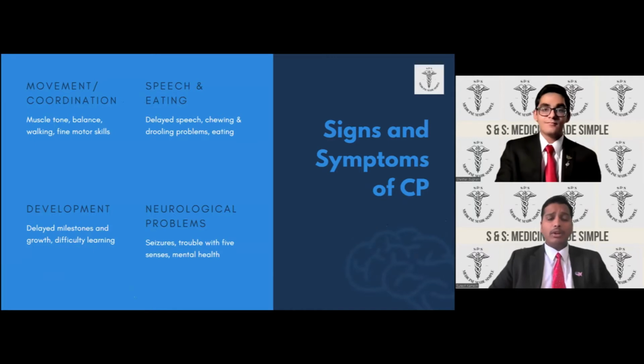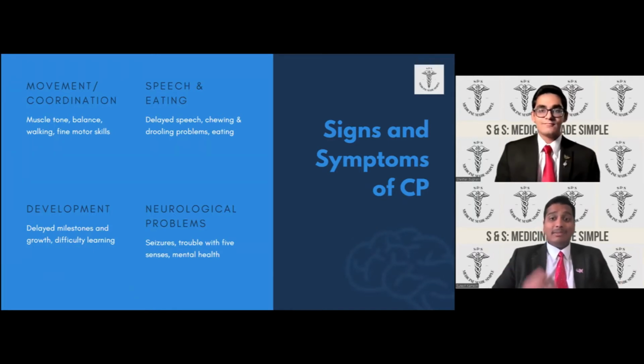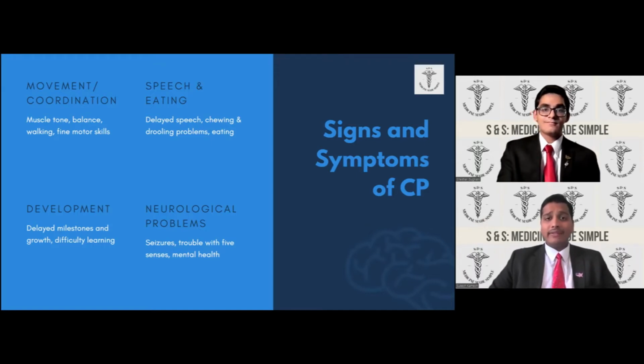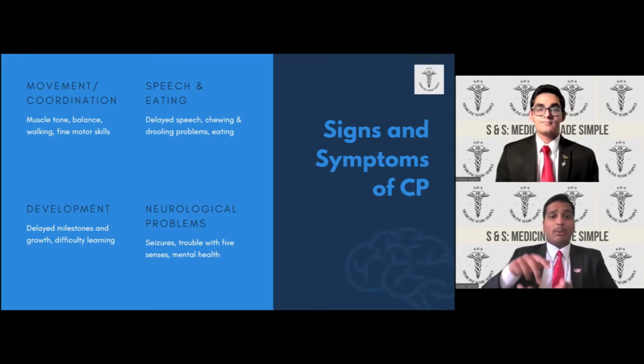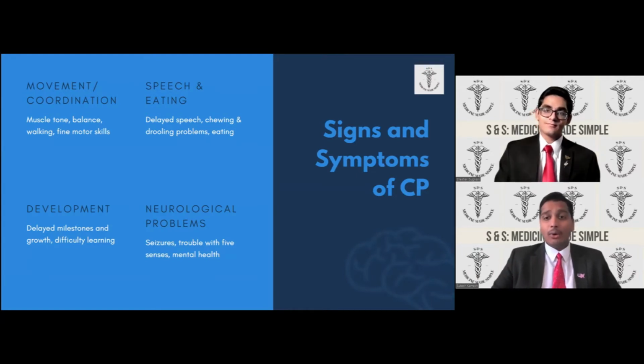So now you're probably wondering, what are some of the signs and symptoms of cerebral palsy? There are several different major areas of symptoms for cerebral palsy. One of these major areas is movement and coordination. Those patients suffering from cerebral palsy may have trouble staying balanced, trouble walking, or may not even be able to walk at all. They'll also have trouble with fine motor skills, so things like buttoning a shirt or using scissors.